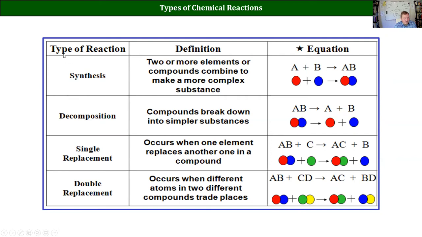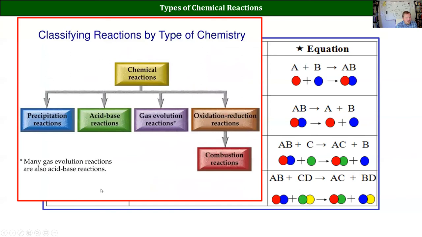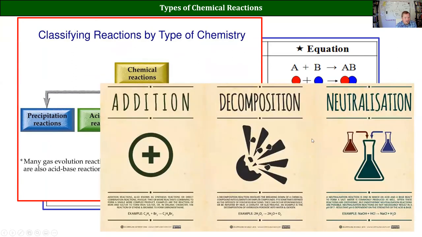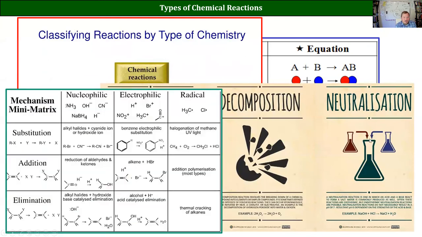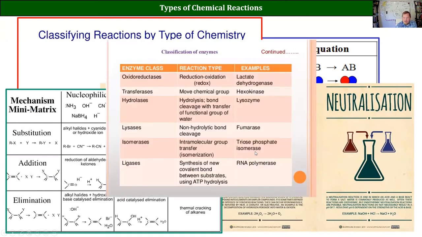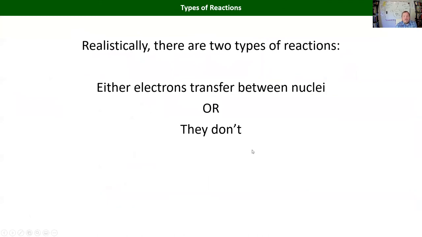So a lot of textbooks, or if you look up reaction types, you're going to see a lot of words like synthesis, decomposition, single replacement, double replacement. But if you look somewhere else, you'll see precipitation versus acid base versus oxidation reduction and combustion, or addition, decomposition, and neutralization, or many mechanisms if you're in organic chemistry, or here's a biochemistry classification. We're going to simplify all that.